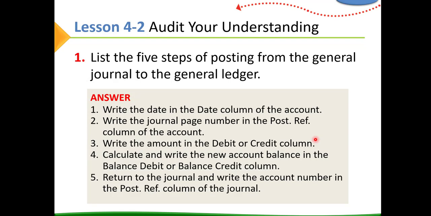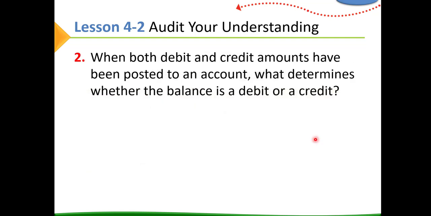And so the 5 steps: you're going to write the date, write the journal page number in the post reference column, write the amount in the debit or credit column, and calculate the new balance by subtracting if they're in opposite columns, or adding if they're in the same column. And then return to the journal and write the account number.